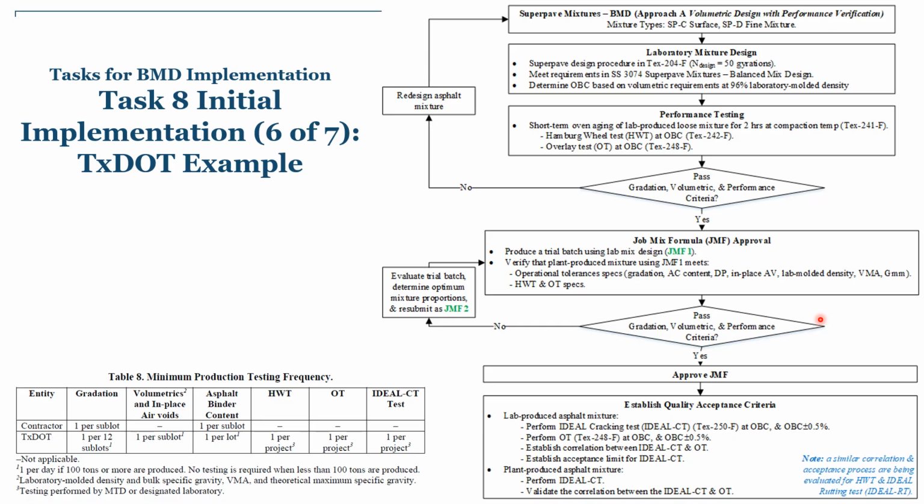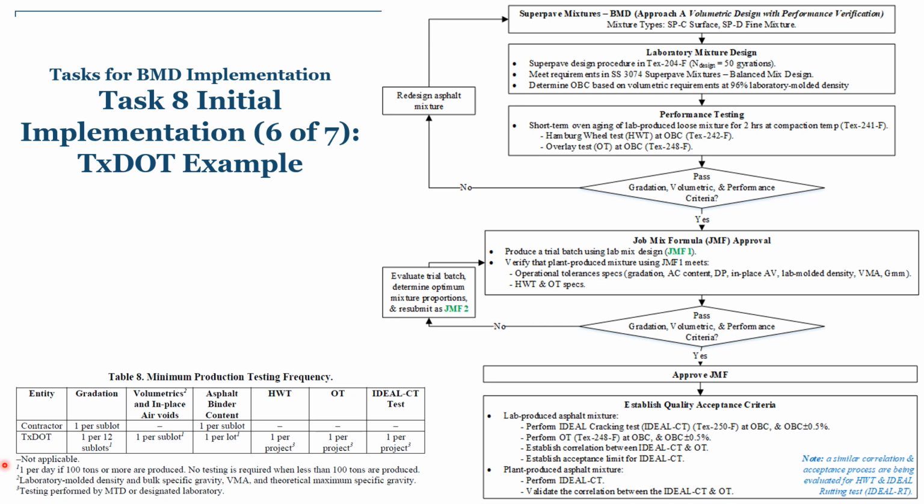So now, during production, they can pull out samples and run the IDEAL-CT and the IDEAL-RT and check against those established acceptance limits. So these two tests become used as a go/no-go type of test. Now, if there are any failures, they have to go back to the design tests, which are the overlay test and the Hamburg wheel tracking test, for evaluation.